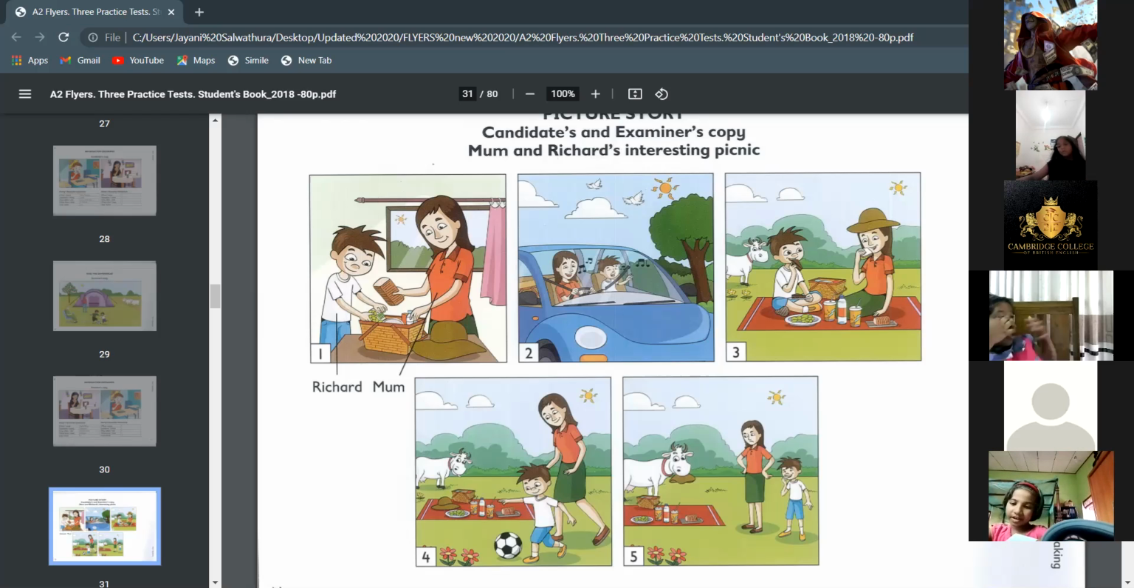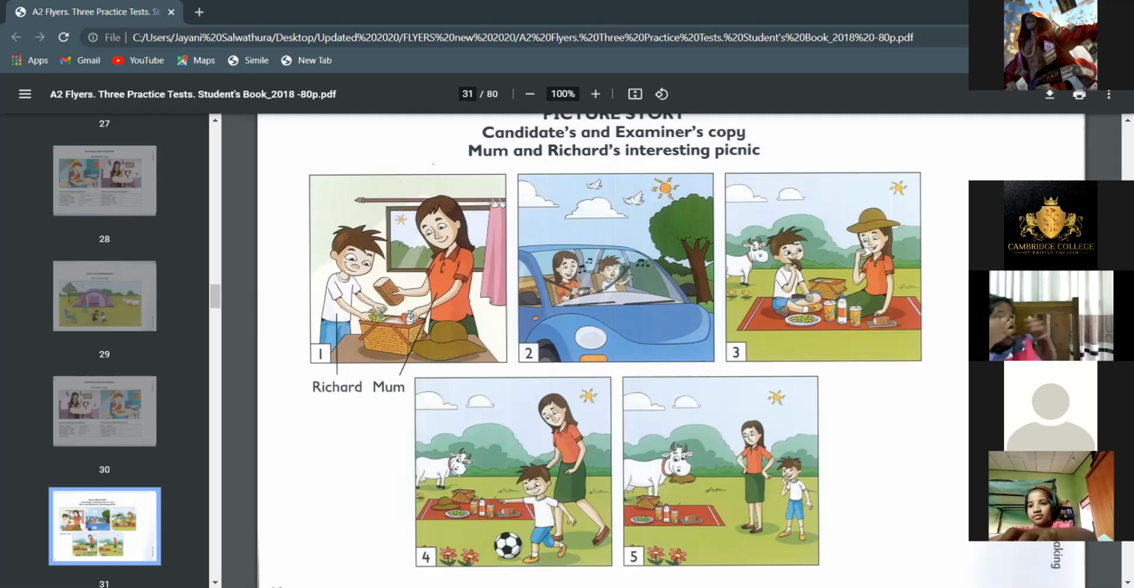Mom, come and look. The cow is eating the hat. Eat hat. The cow is eating a food. Yes, metana pude me.